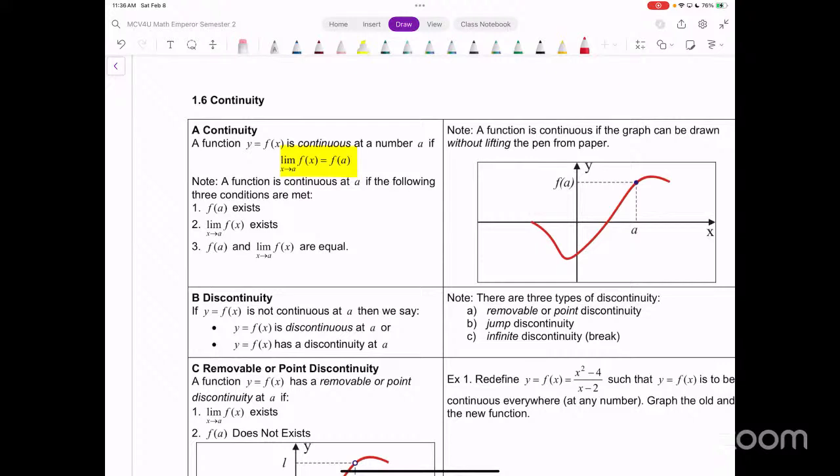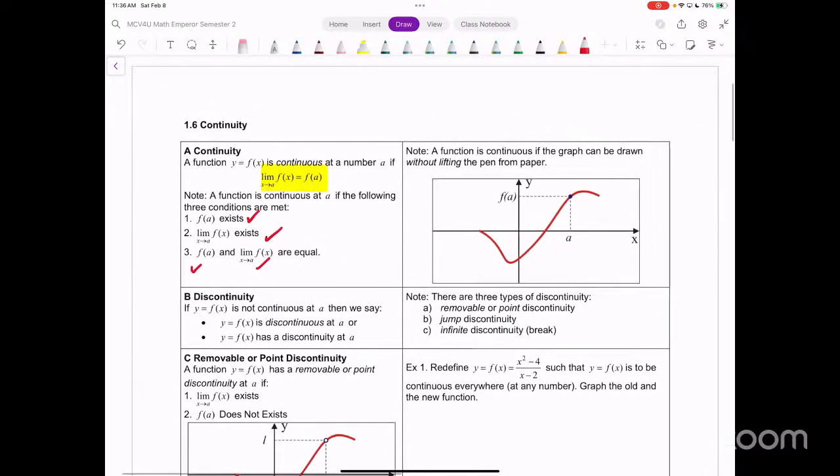Note that a function is continuous at a if the following conditions are met: f at a exists, meaning the function is defined at a; the limit exists; and then f at a and the limit are equal. Make sense? We're going to see why these definitions are important. A function is continuous if the graph can be drawn without lifting the pen from the paper. So you have a graph that's really smooth on the domain, then we call the function continuous. We didn't take the pen out, right?